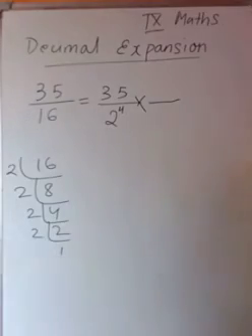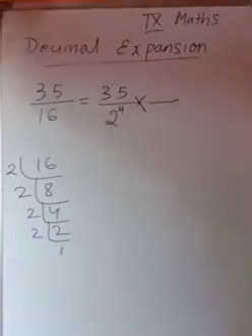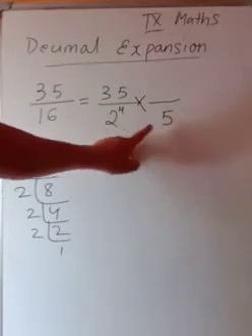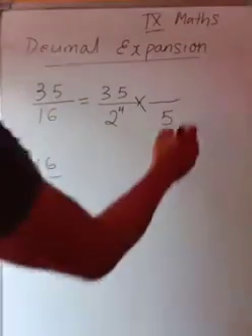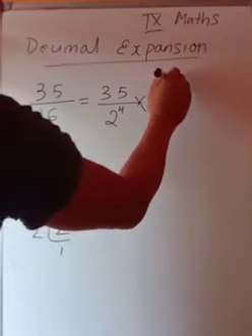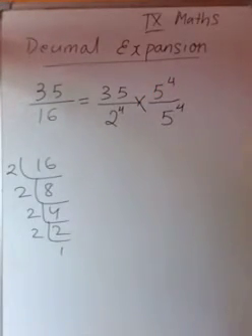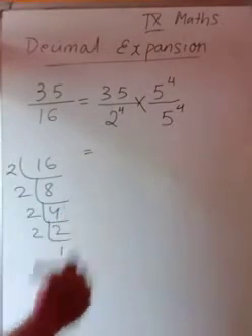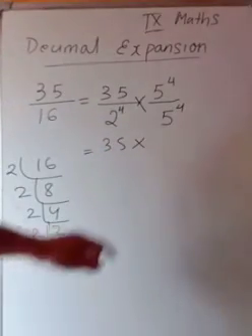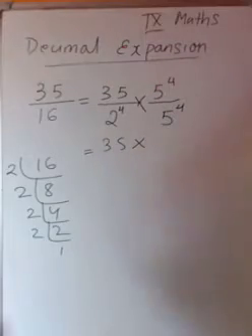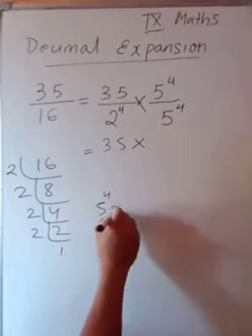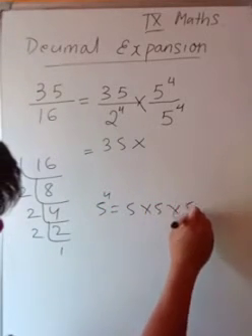Or 2 or 5, you have to keep together always. If this is 2, so you can use your 5. Your power of 2 is 4, 2 power 4. So here also you have to use 5 power 4. And same number you have to use on numerator also, 5 power 4. Clear? Then this gives 35 multiplies 5 power 4. 5 power 4 means 5 is multiplied 4 times.